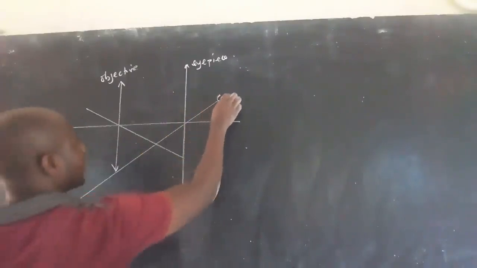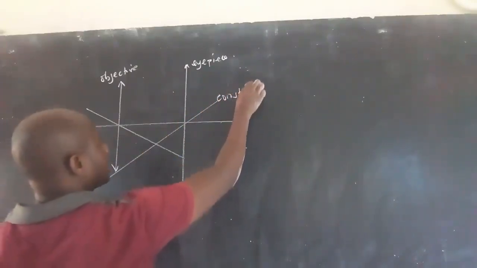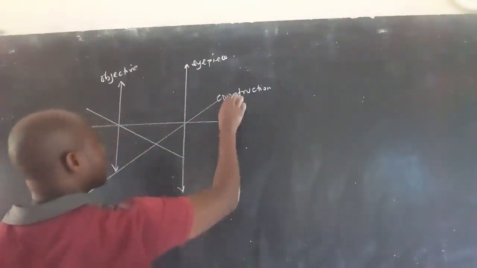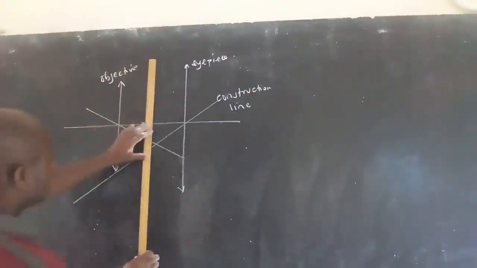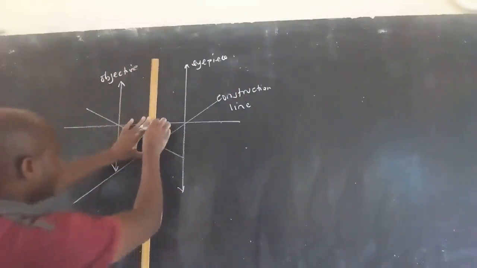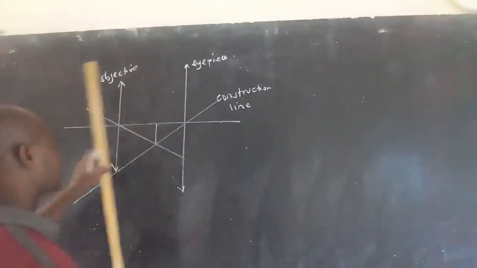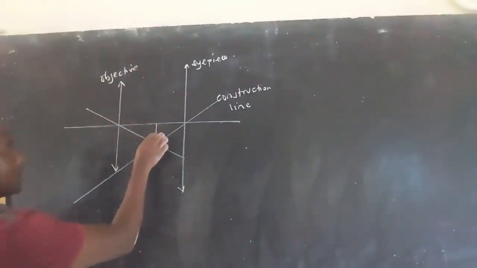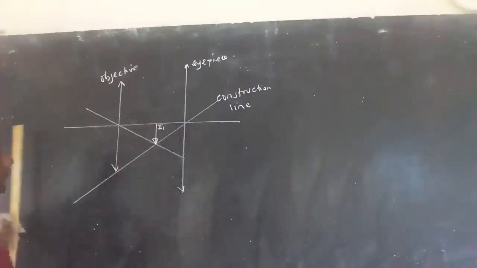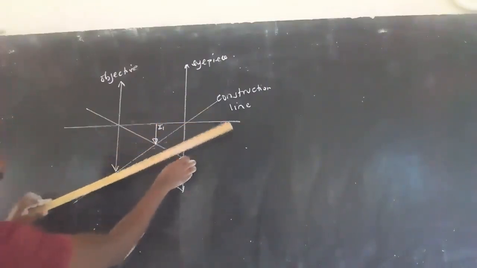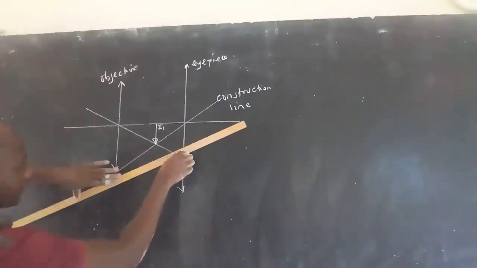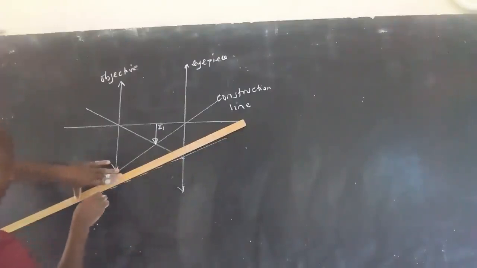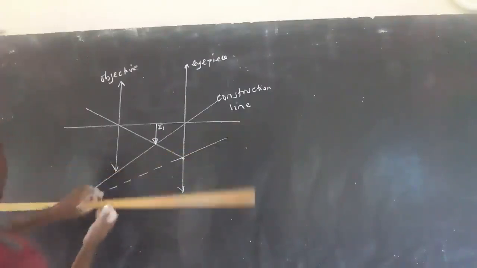That's called construction line. So we shall say our first image will be formed here. This one we shall call I1. Then let me say this will be refracted like this. It's refracted like this. But then it has to be coming from where? From here.